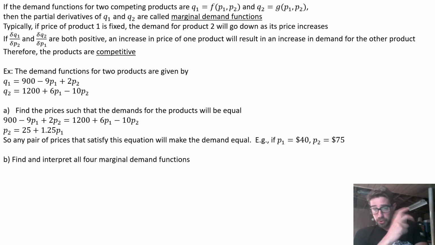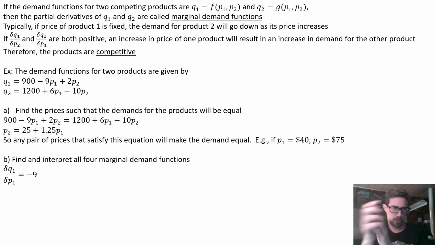Okay, so since there's two functions and they each have two variables, there's going to be four total marginal demand functions. And all I really want you to be able to do here is explain to me what all of the partial derivatives mean. Okay, dQ1 with respect to P1, quite simple. Everything else goes away except the negative 9. Now let's think about what that means. The change in demand with respect to its own price is negative. So that means if the price goes up, the demand goes down. It's that simple, which makes sense for almost every single product you can think of.